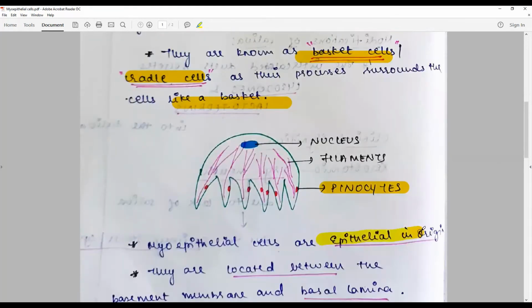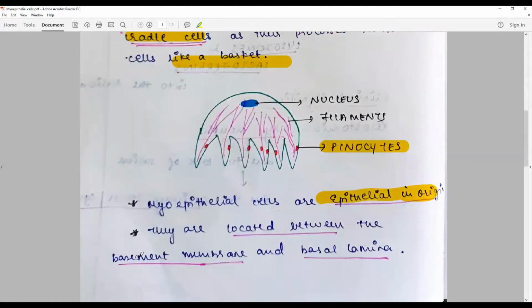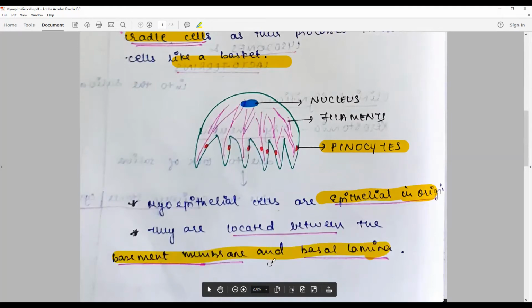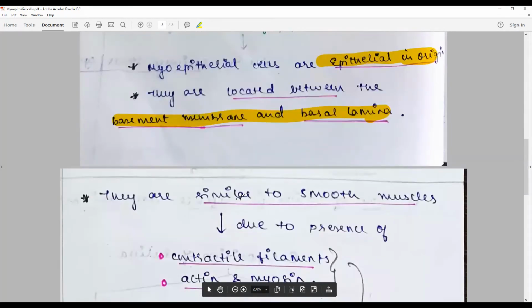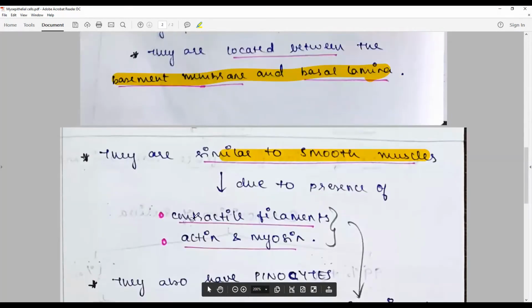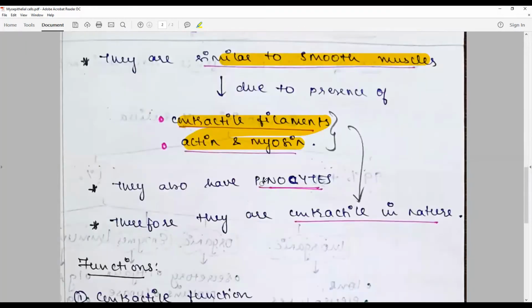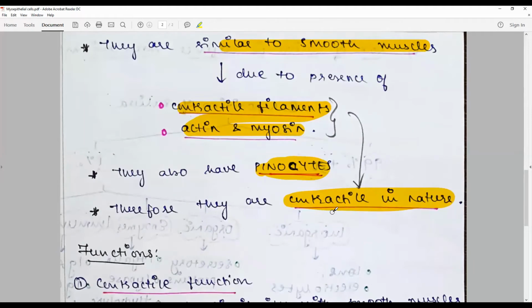Myoepithelial cells are purely epithelial in origin and located between the epithelial cell and the basal lamina. They are very similar to smooth muscles due to the presence of contractile filaments such as actin and myosin. They also have elements called pinocytes for secretion of their products. Because they have contractile filaments, actin and myosin, their major function is contraction, that is, to expel the formed saliva out of the system.